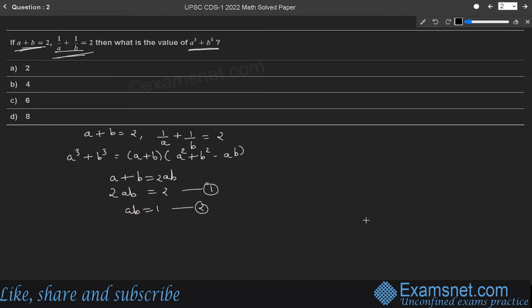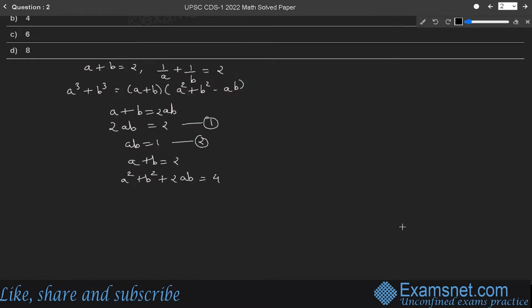Now squaring equation number 1, or part 1. Part 1 is A plus B is equal to 2. Now squaring this, we get A square plus B square plus 2AB is equal to 4. Now putting the values here, AB is equal to 1, so we will get A square plus B square plus 2 into 1 is equal to 4. On further solving, it will be A square plus B square is equal to 2.